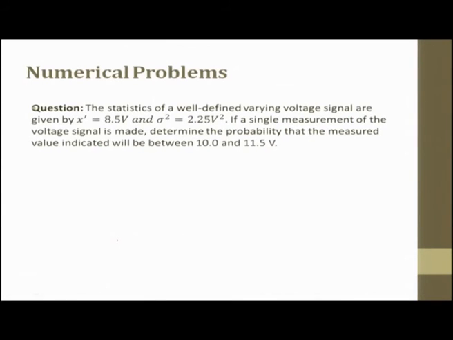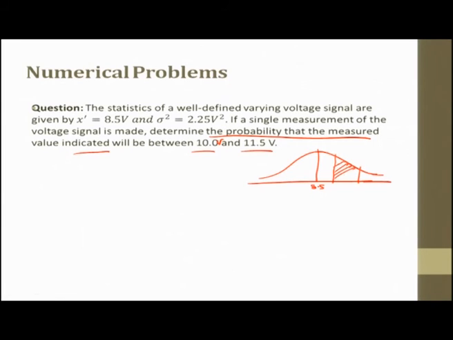So next I have another question. The statistics of a well defined varying voltage signal are given by x dash is equal to this, and variance is given. If a single measurement of the voltage signal is made, determine the probability that the measured value indicated will be between this and this, okay, 10 volt and 11.5 volt. So now I'll just draw the curve here. X dash is 8.5 and this is 10 and 11.